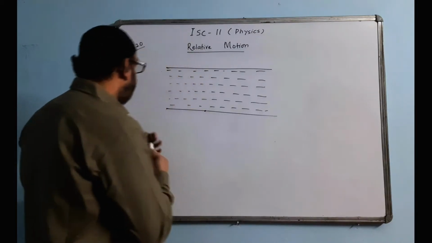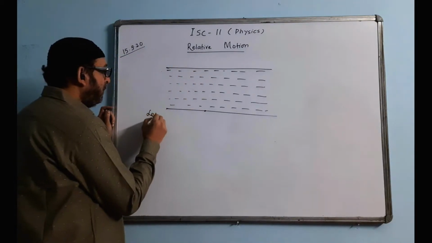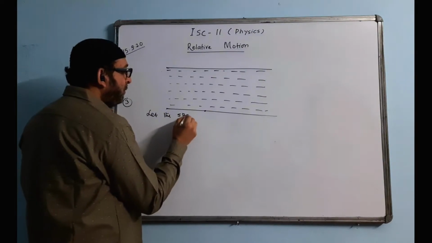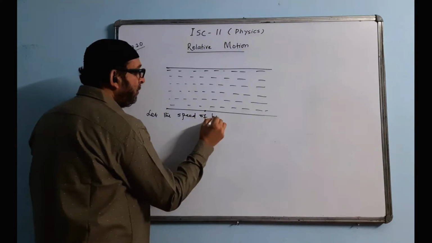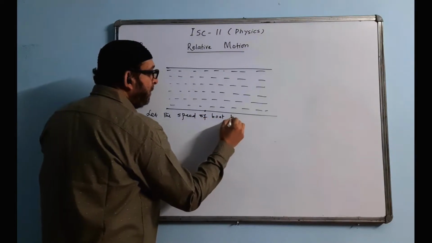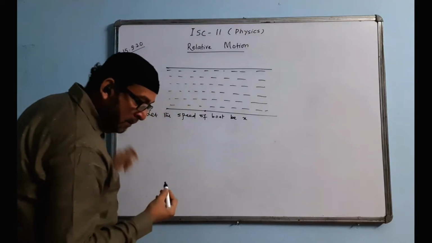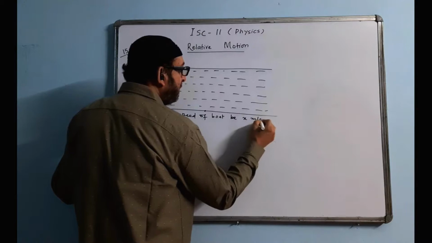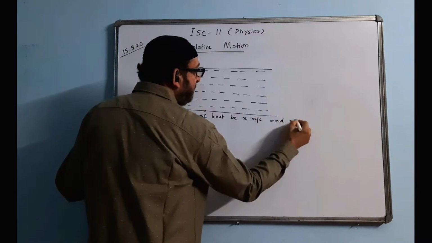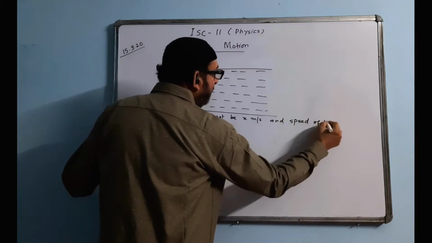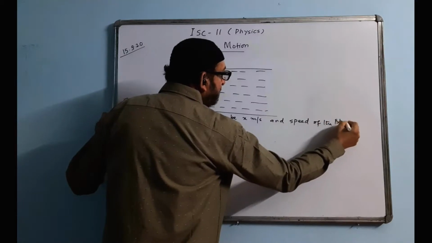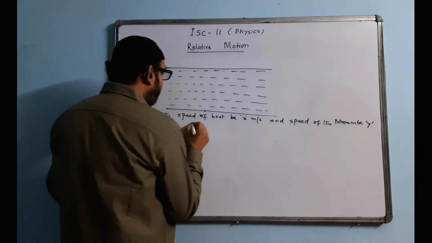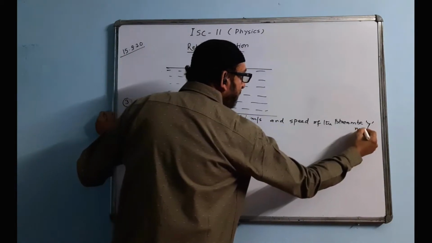Let the speed of the boat be x. The units are meter and second. x meter per second, and the speed of the stream be y meter per second.